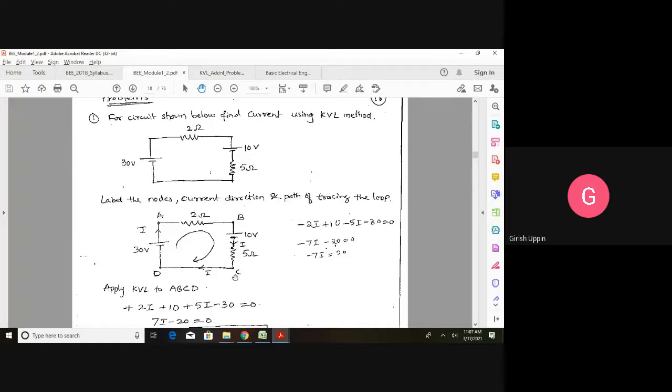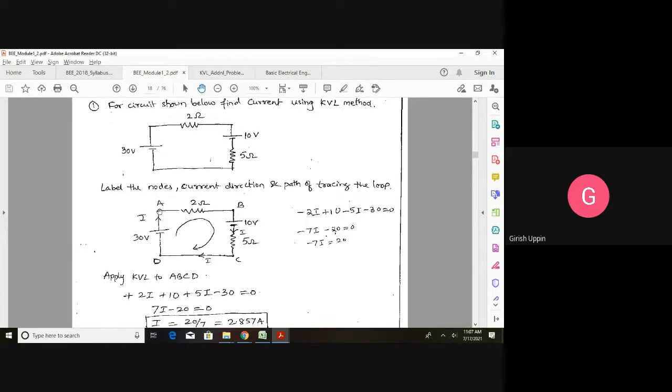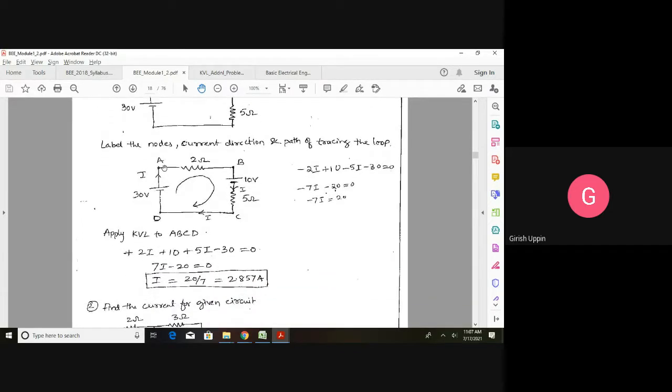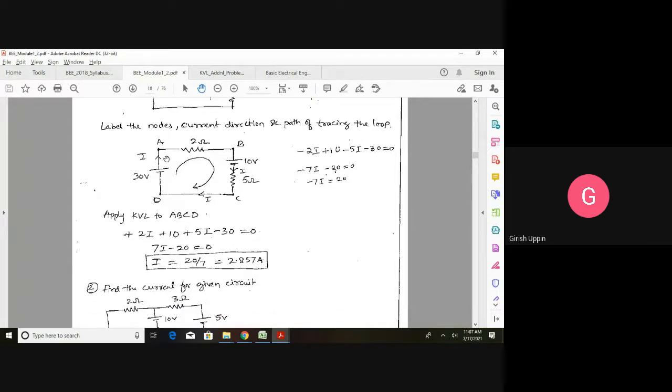Then mark all the nodes. I have marked them as A, B, C, D, A. Now I'm going to apply the KVL to A, B, C, D, and A. So if I apply the KVL, I will start from node A, and current is flowing like this, isn't it?